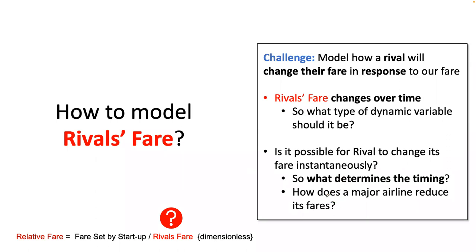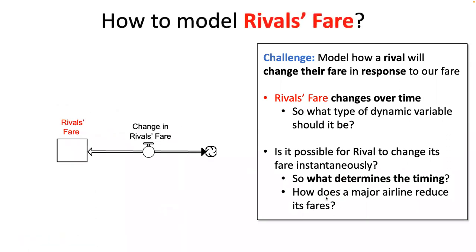What determines the timing and so on? So these are the things we're gonna have to model. So we put the fare in as a stock, and we've got a flow, change in rival's fare. Now notice it's got two arrows. That's Stella's way of indicating that the flow can be an outflow or an inflow, depending on whether it's negative or positive.